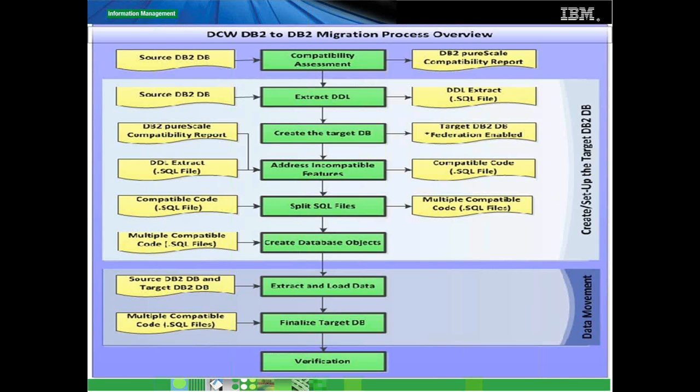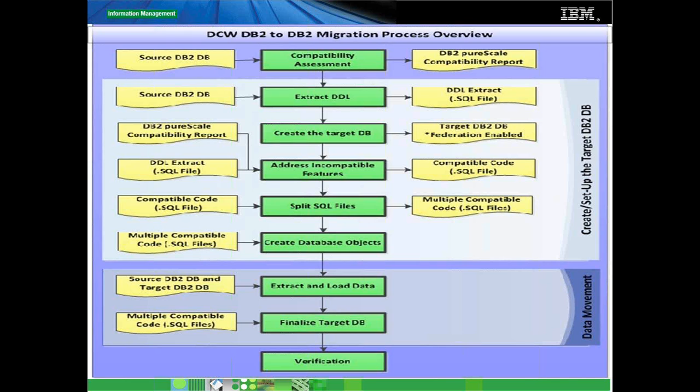So far I mentioned Oracle migration, moving a database from Oracle to DB2, but DCW, the tool that we have, also allows us to upgrade DB2 from earlier versions of DB2, which is 9.7 and prior, to DB2 10.1. Again, the process is pretty much similar, except that you don't really have to worry about a lot of conversion because it is DB2 code which is going to be moved.